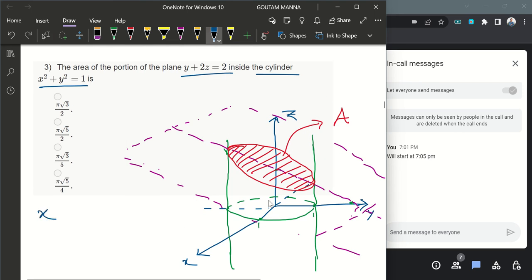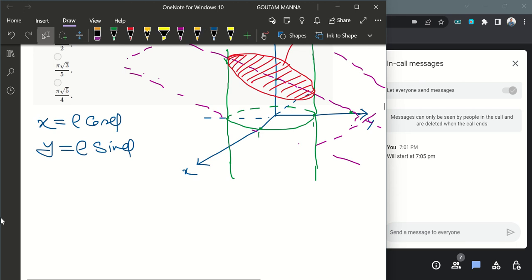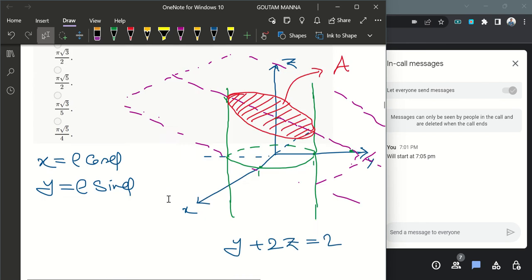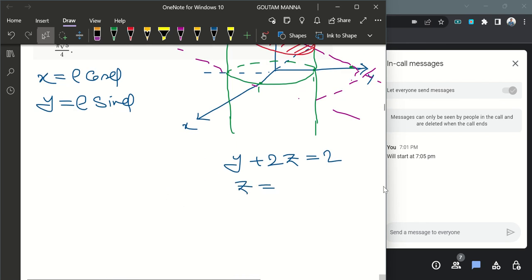x equals rho cos phi and y equals rho sin phi, and then z will come from the plane equation y plus 2z equals 2. So z will be 1 minus y by 2. With y being rho sin phi, z will be 1 minus rho by 2 sin phi.